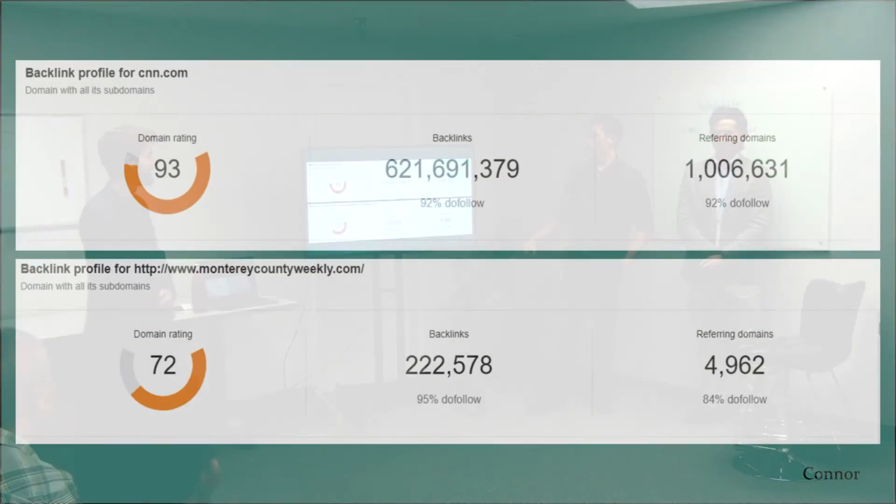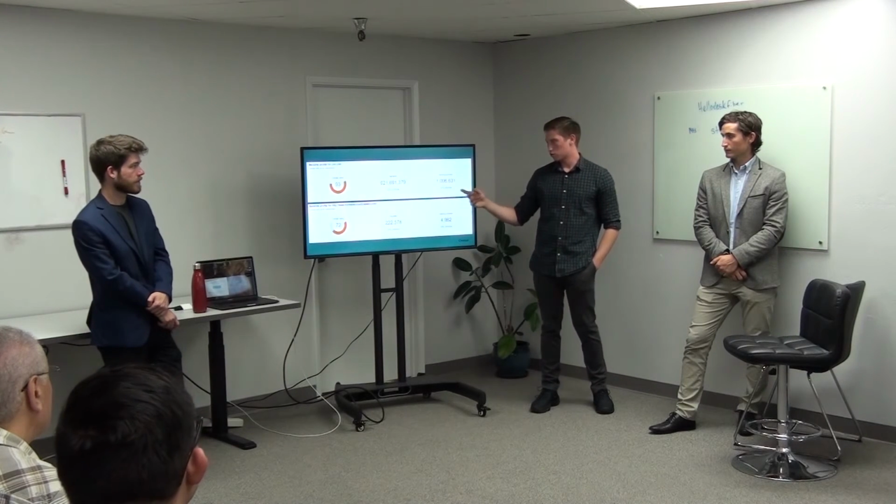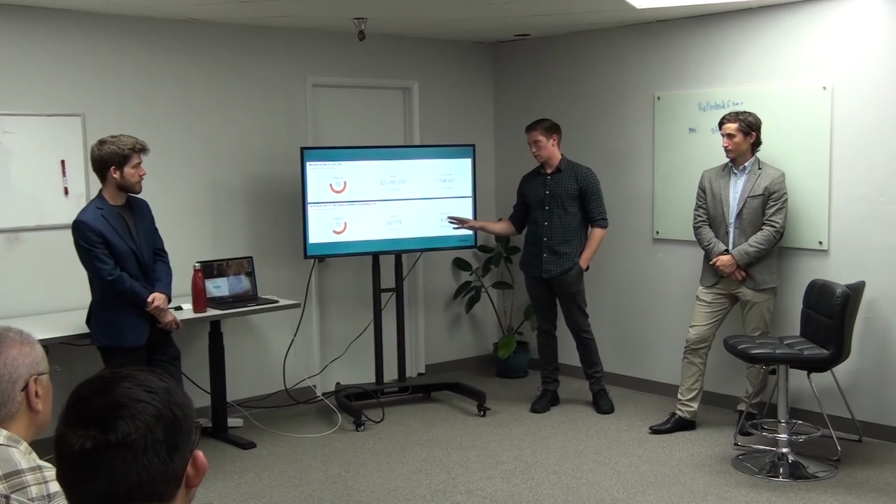Exactly. And right here we're looking at a tool called Ahrefs. When you use the tool, you put in the URL of the site you want to check. First I did CNN, and then I did Monterey County Weekly. As you can see, the domain rating for CNN is higher than the Monterey County Weekly, 93 to 72. That shouldn't be surprising, CNN is a pretty good website. And the number of backlinks and referring domains they have compared to the Monterey County Weekly is immense.